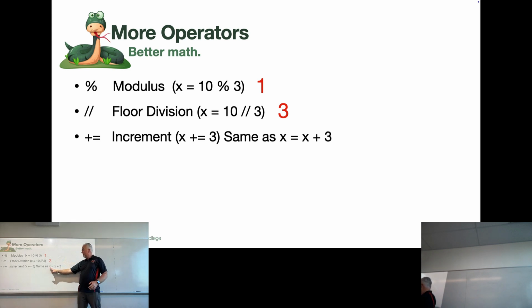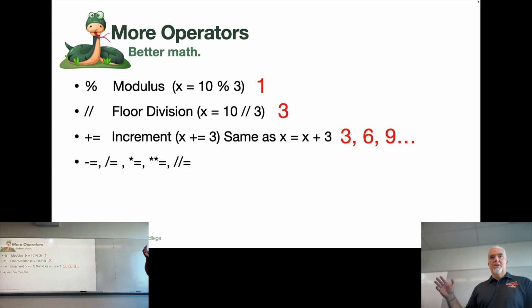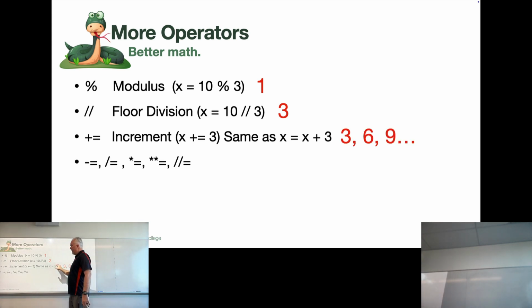A slower way to do it is the self-assignment. So I could say x is equal to x plus 3, which means basically I'm going to take something out of x, I'm going to add 3 to it, and then I'm going to put it back in x. So there's no other variable here. X is just incremented by 3. Increment is very useful, as are its cousins, right? The increment version of minus, division, multiplication, exponents, and floor division.